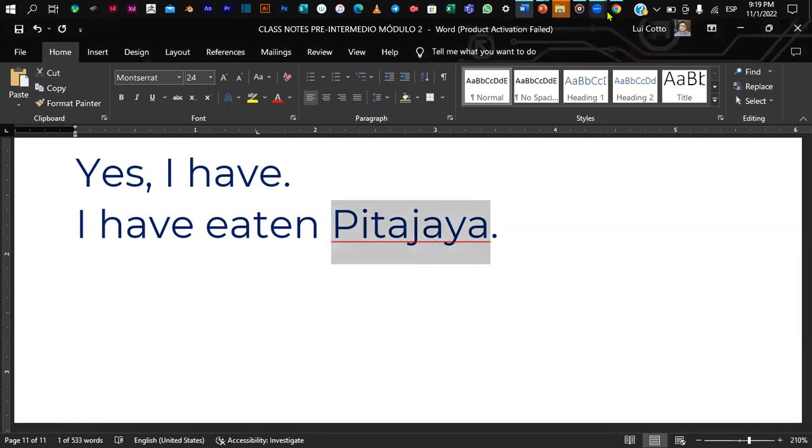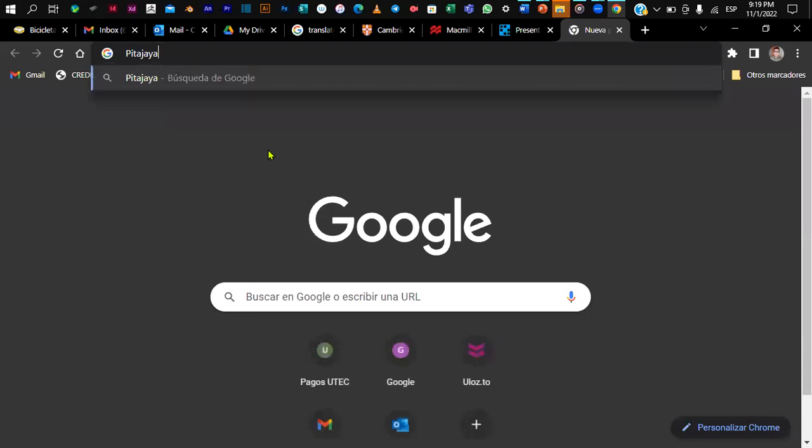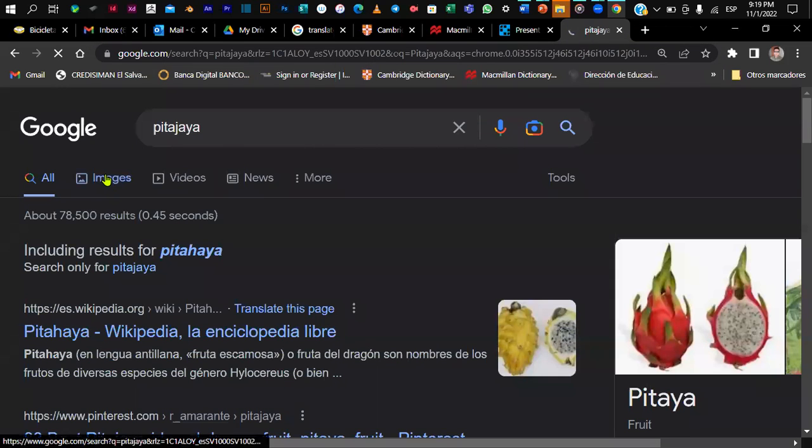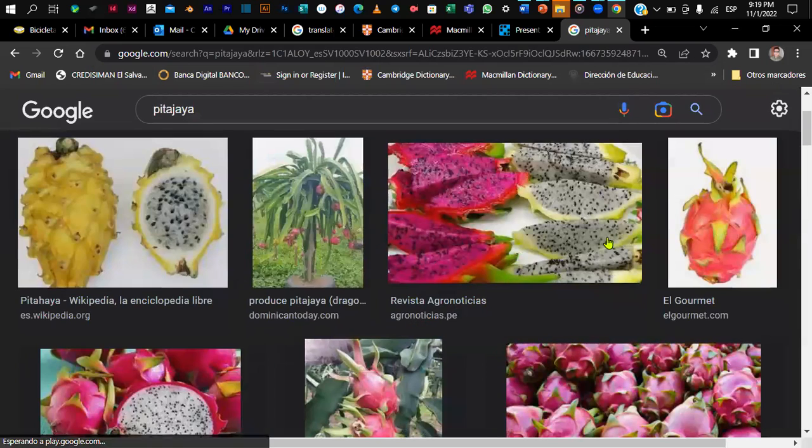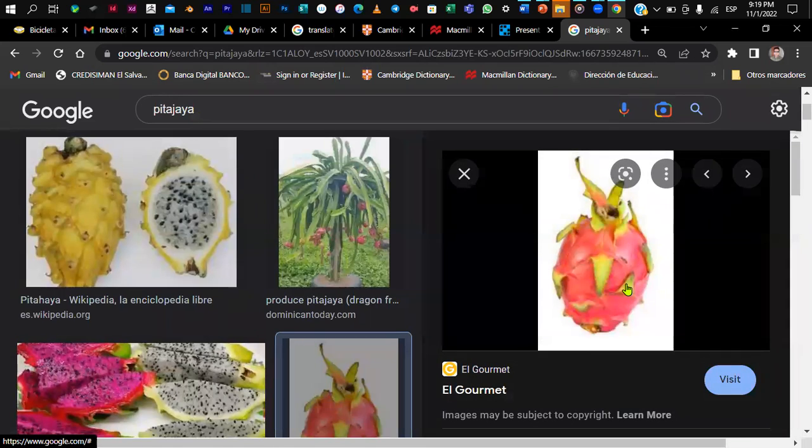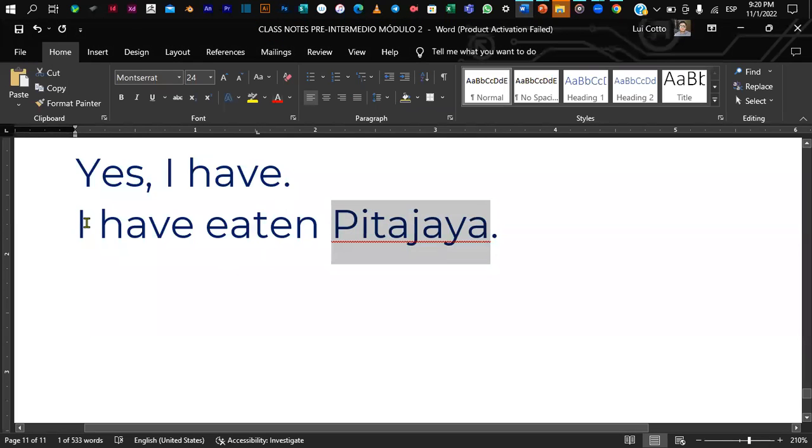Okay. I'm curious. Let's see if I find it. Como una fruta de los chinos, japoneses, algo así. Traído recientemente. This one, I guess. Yes. I have seen the fruit, but I haven't eaten that fruit. Okay. That's strange, or that's weird. All right, good. The sentence was correct.